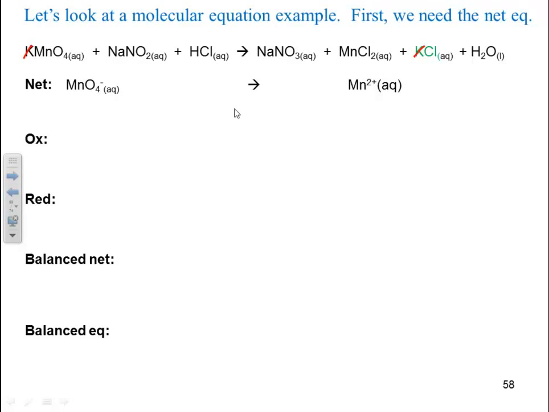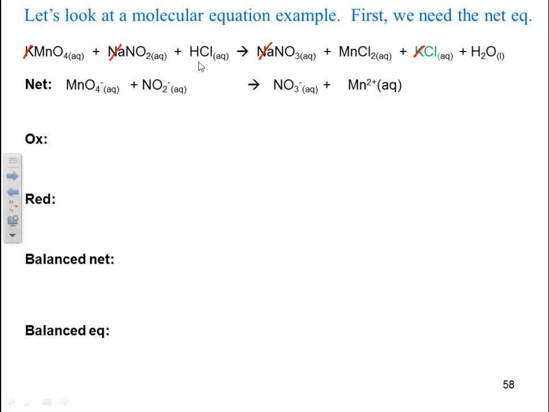Sodium nitrite. Well, sodium is going to be an ion on this side, and sodium nitrate is going to be an ion as well. That's a spectator, so I can get rid of the sodium. However, the NO2 minus going to NO3 minus, that's not a spectator, so I can bring those down.